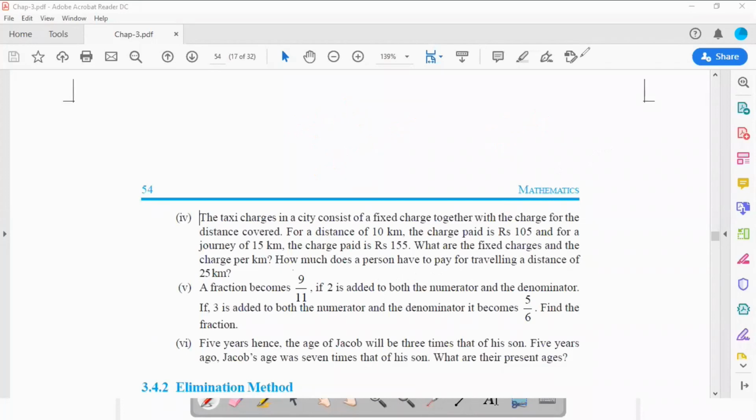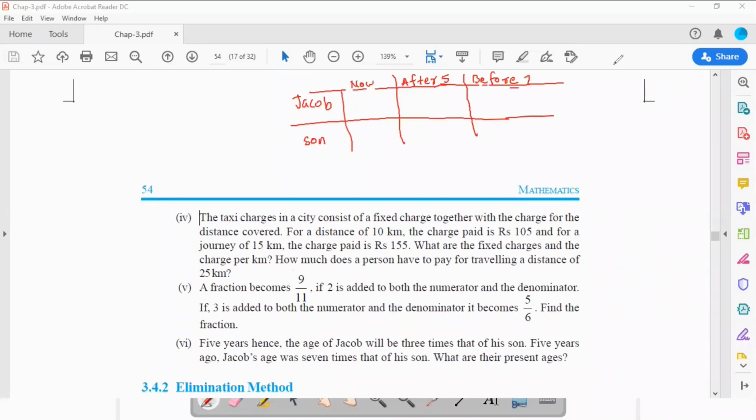Then the last question. 5 years hence, the age of Jacob and his son. Okay, I think the time is enough. So we choose their present ages as X and Y. Present age of Jacob as X and son as Y now. After 5 years, what will be Jacob's age? X plus 5. And what will be the son's age? Y plus 5. After 5 years, the age will be increased by 5.